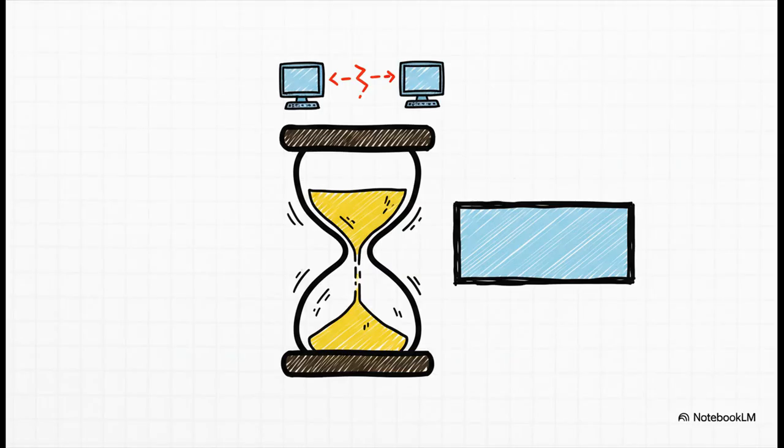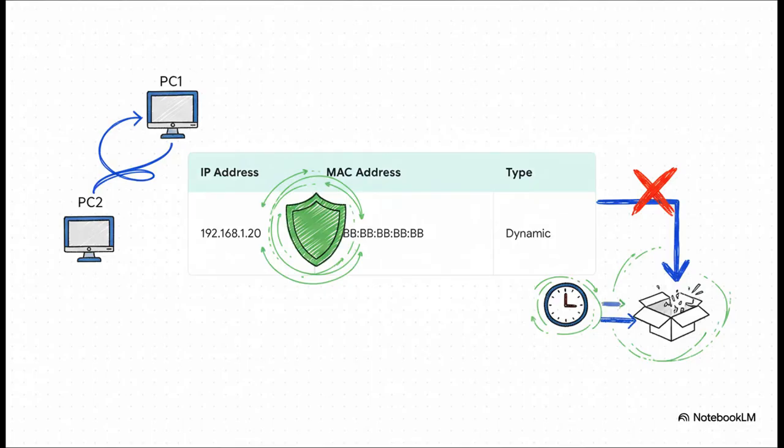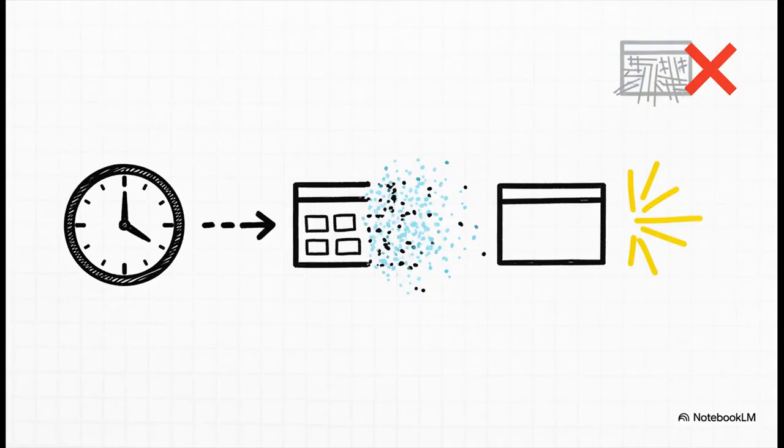Every dynamic entry comes with a little countdown clock. As long as the two devices are talking back and forth, that clock keeps getting reset. But the moment they stop chatting, that clock starts ticking down. So if we look at our table again, as long as PC1 and PC2 are actively communicating, this entry is totally safe. But the second that conversation ends, its timer starts counting down to expiration. And when that timer finally hits 0, poof, the entry is just wiped from the table.